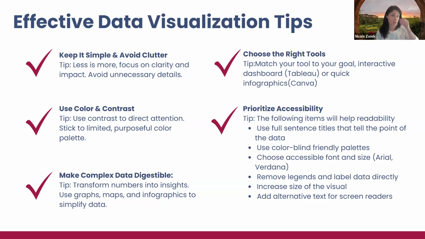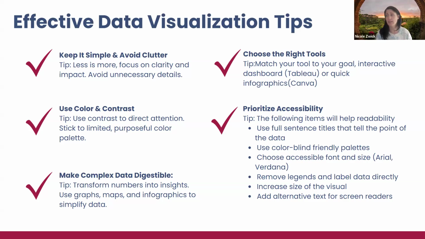Quick infographics with Canva or social posts can be made on this platform too. There's other ones as well. Prioritize accessibility. Make sure that your items are really helpful for anyone to read, or for anyone using a screen reader. Use full sentences that tell the point of the data. Use colorblind friendly palettes. Choose accessible fonts and font sizes. Make sure the size is big enough for everyone to see.